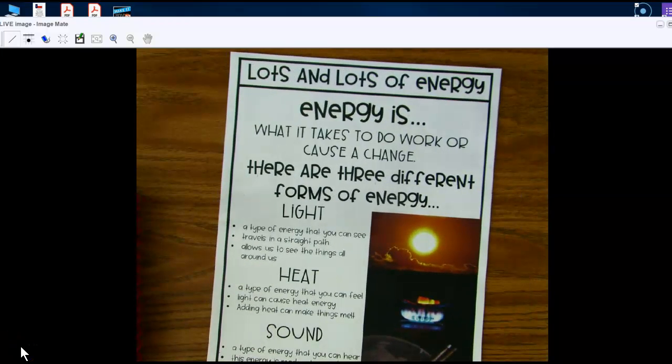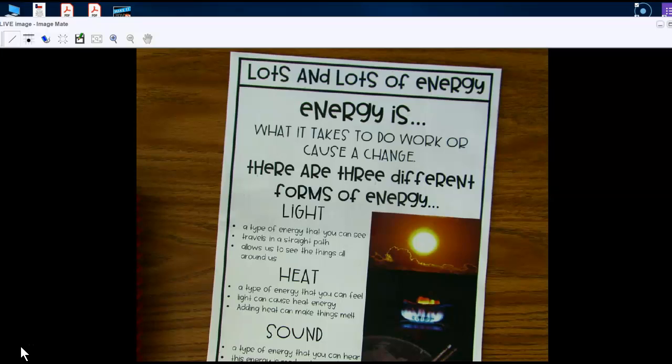Energy. There's three forms of energy. Energy is what it takes to do work or make something change. You have to have energy to make something work. For a car to go, you have to have energy. To make things change, like for ice to melt, you have to have energy. So there's three forms of energy.